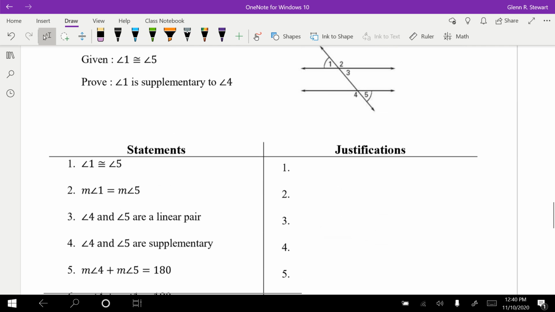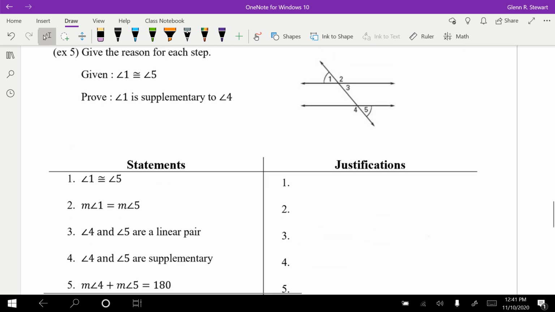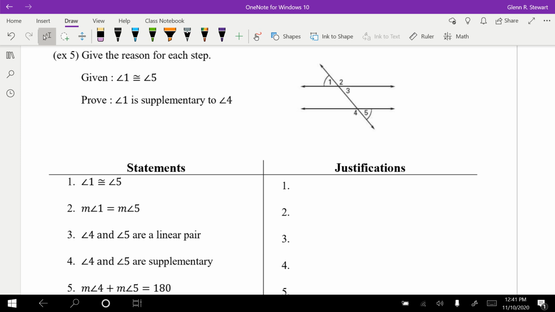I've got one more example for you here, and then a multiple choice question. This is more of what you're going to see if you take a graded assignment, where your statements are filled in and you are choosing your justifications. Given angle 1 is congruent to angle 5, we need to prove that angle 1 is supplementary to angle 4. So the first step here, it says angle 1 is congruent to angle 5. That's our given. Then we go to measure of angle 1 is equal to the measure of angle 5. Definition of congruent angles.